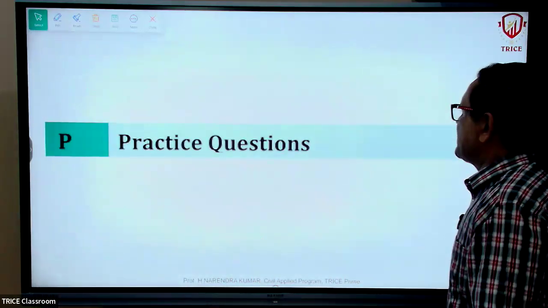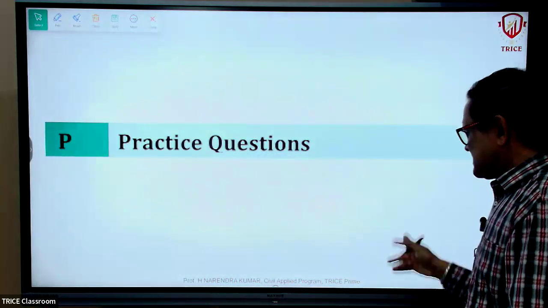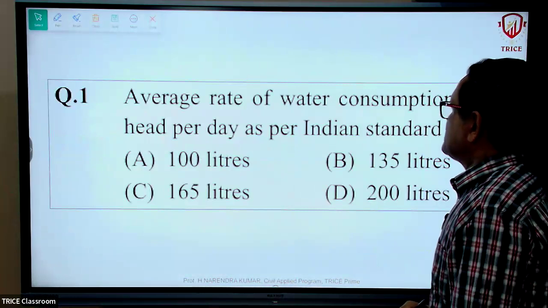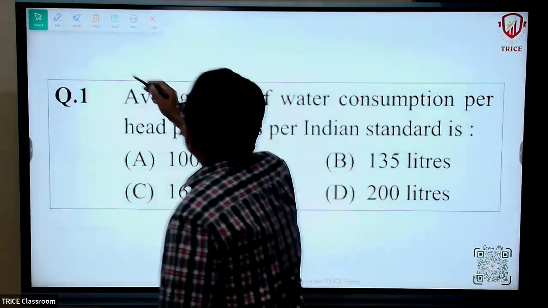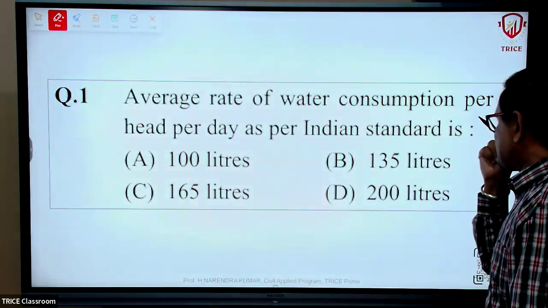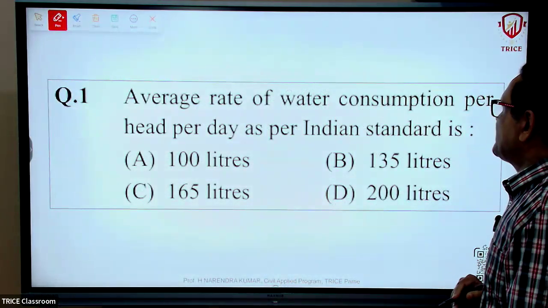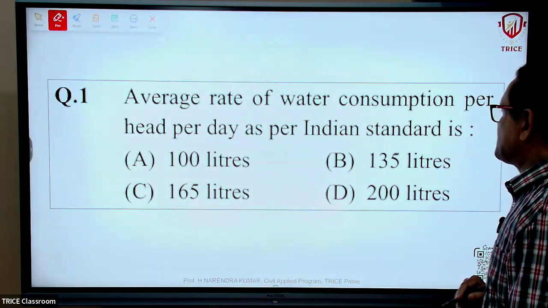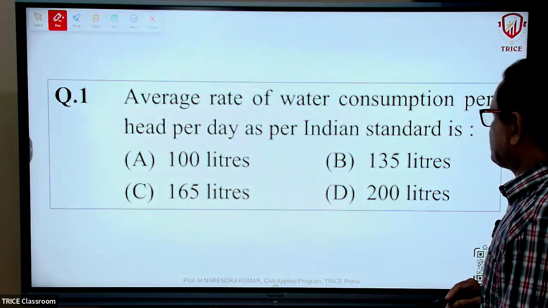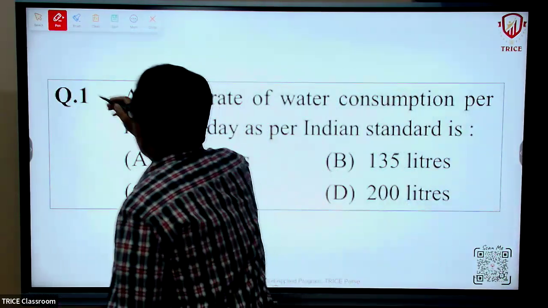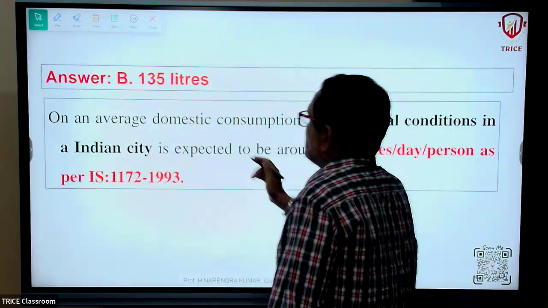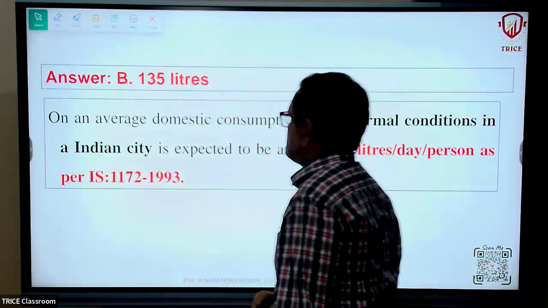Okay, once again, practice questions. This is for you to study. What is the average rate of water consumption per head per day as per Indian standard? Four options are there: 100 liters, 135 liters, 165 liters, 200 liters. I am giving you more information here, even though it's a straightforward question.